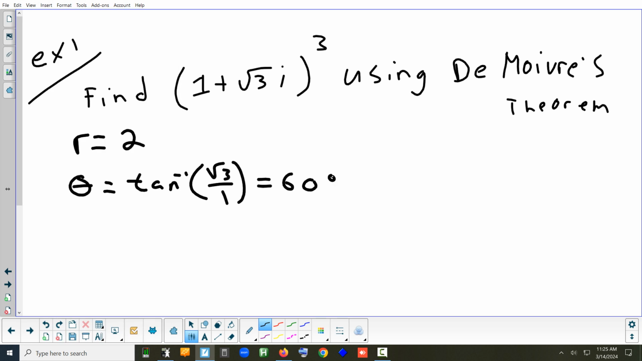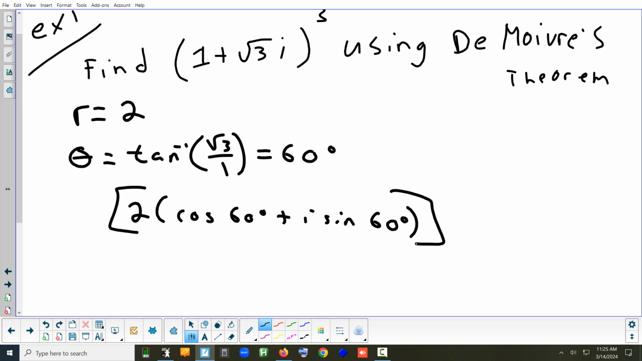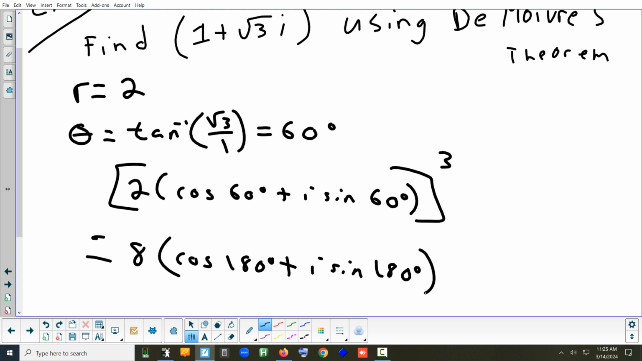Okay, now I've got my number in trig form: r(cosine 60 plus i sine 60). And what power are we raising that to? We're raising it to the third power. What's going to be my radius when I raise this to the third power? The radius is going to be 8, and the degrees is 180. And that's how you write your answer in trig form.